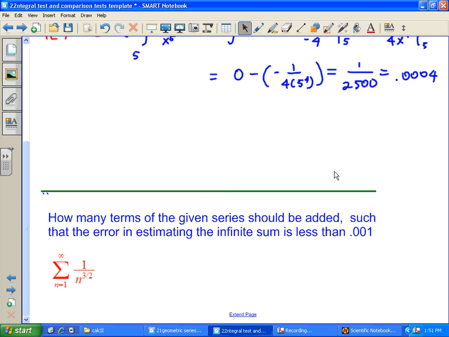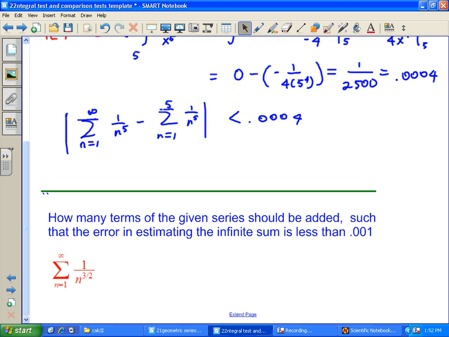Okay, so what we're saying is this. We're saying the difference between the infinite sum from 1 to infinity of 1 over n to the 5, and the one that we just did, where we added the first 5 terms, from 1 to 5 of 1 over n to the 5, that difference is going to be less than 0.0004. So we call this the error. The error will be less than 0.0004.